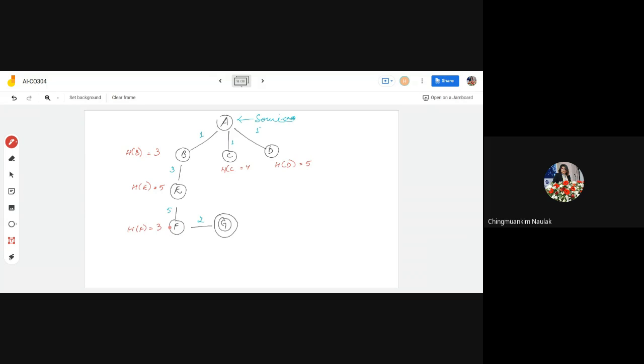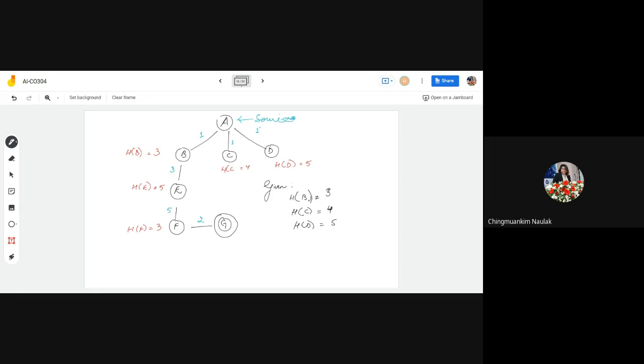Now we are going to look at the adjacent nodes of the source node. What are the adjacent nodes? B, C, and D, right? And what is given to us are the heuristic value of B, heuristic value of C, and heuristic value of D. And these are 3, 4, and 5, right?